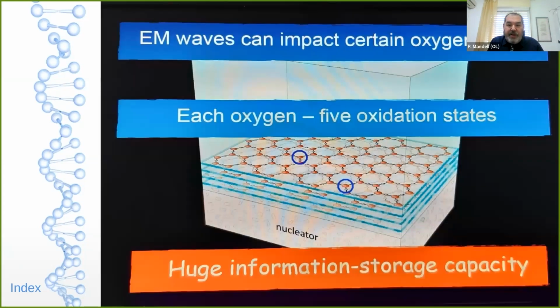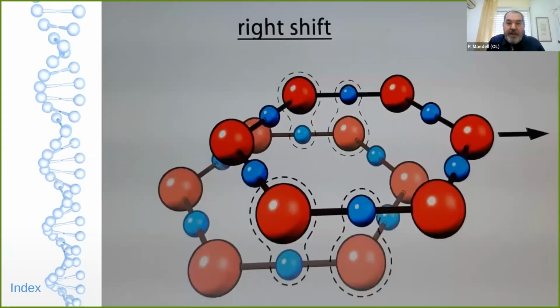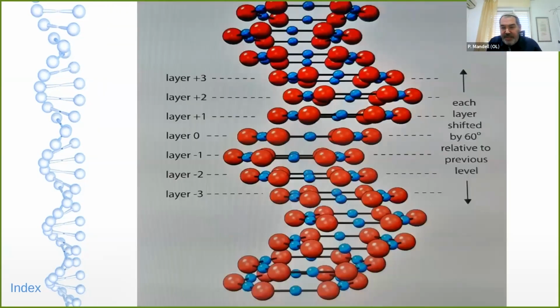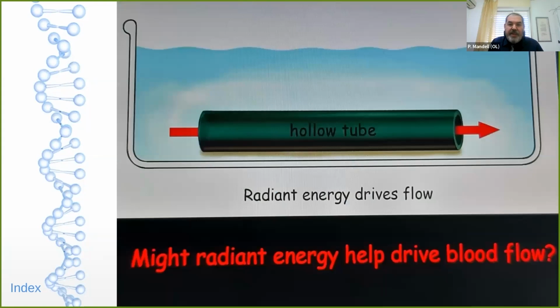Okay, we're going to jump here. So basically what we're saying as far as application, because of the 5 oxidative states in this matrix, is huge information storage capacity potential. This could be the new computer memory. Okay, and this has to do with the right shift of the lattices. So we're not going to go into extreme detail, but you'll be able to see the presentation in its entirety.